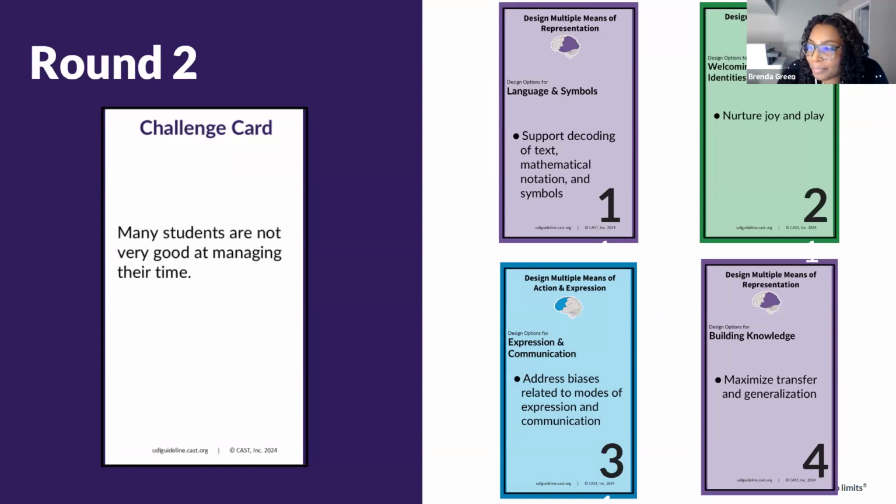So we have a rebel here, 3 and 4, breaking rules. I love it. All right. Any others before we have one more challenge?